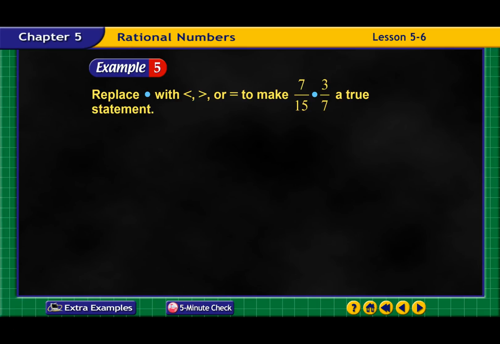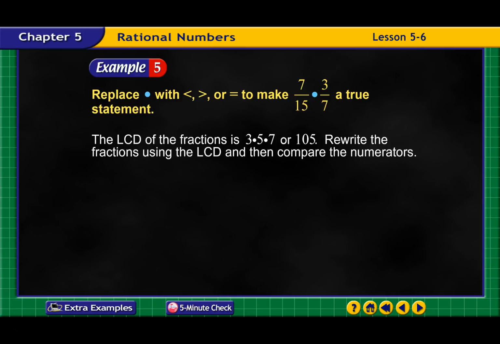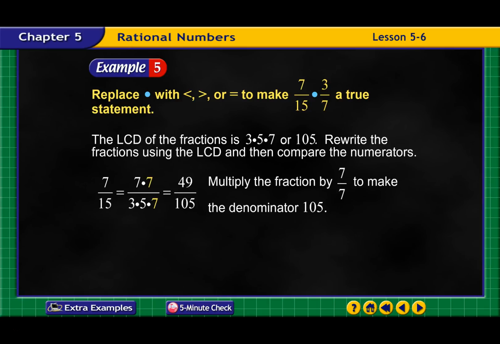All right, so we replace this one to make sure it's a true statement. It's going to be tough to figure out these two without actually making them into the same denominator. So we use the least common denominator of 15 and 7, which comes out to 3 times 5 times 7, which is 105. So we need to rewrite these fractions using this least common denominator in order to compare the actual numerators. So they put 3 times 5, and then they timesed on the 7 onto each one to get the same denominator. So you multiply those together, and it comes out to this. And we'll do the same with the other one, which is going to be 7 times 3 times 5.